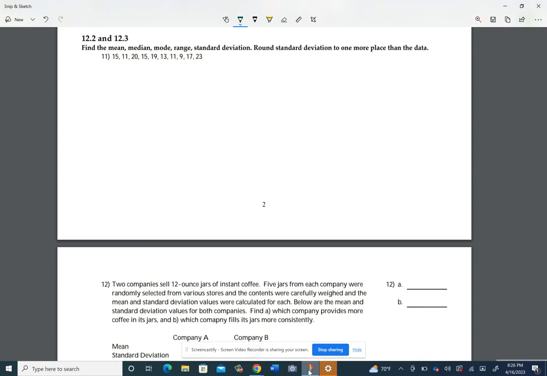All right, let's move on to the problems dealing with 12.2 and 12.3. So in these sections, we were looking at measures of central tendency. We were looking at mean, median, and mode. Mode was 12.2. And then for 12.3, those were measures of dispersion. Those were range and standard deviation. Those were in 12.3. Okay.